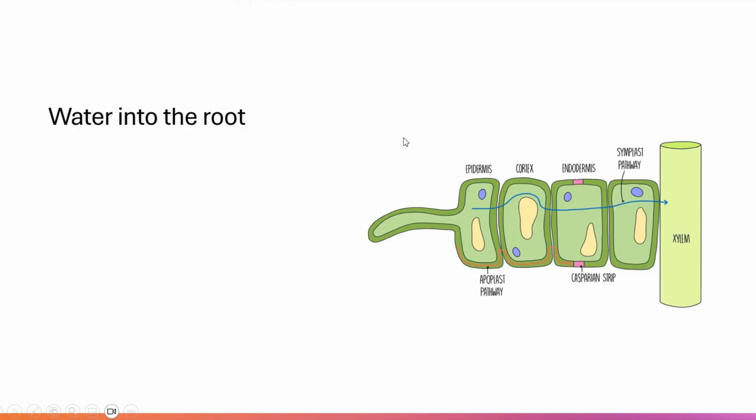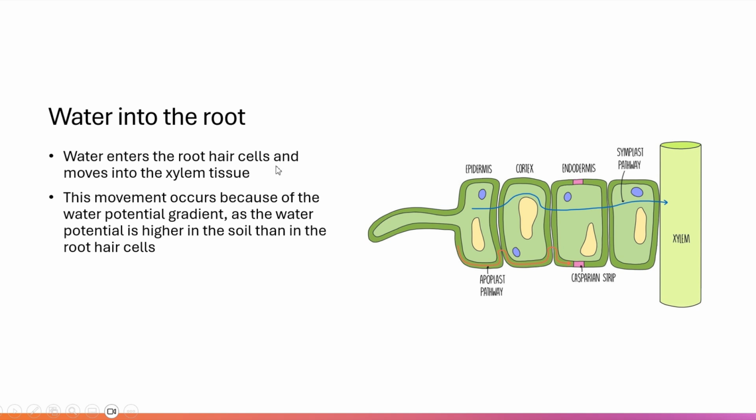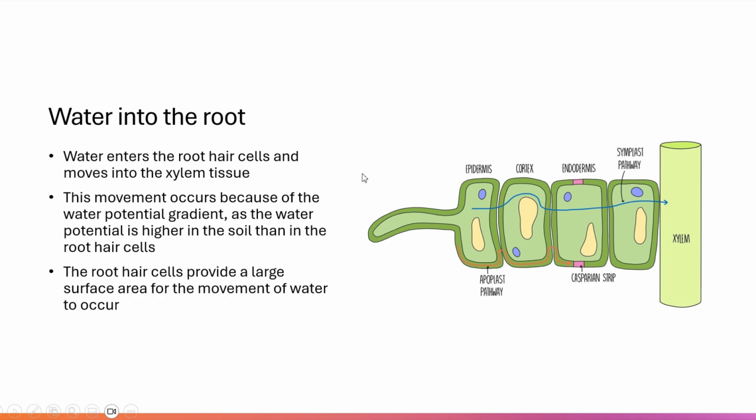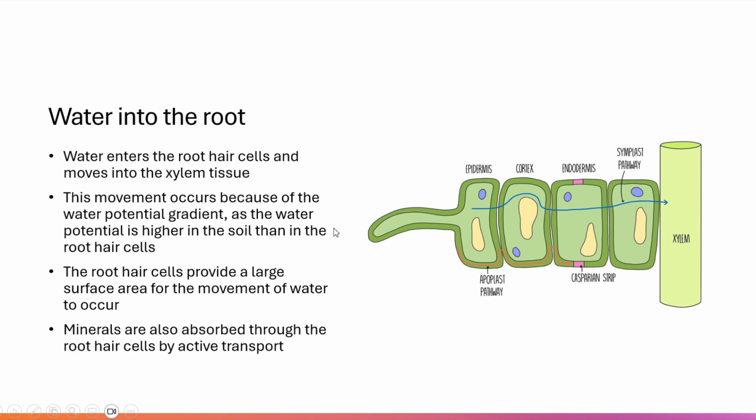Okay, so let's talk about the path of water through the root. Water enters the root hair cells and moves into the xylem tissue. So it enters through the root and moves into the xylem, but it's going to need to cut through all of these first. This movement occurs because of the water potential gradient, as the water potential is higher in the soil than in the root hair cells. So there's more water in the soil compared to the root hair, so it's going to move in through osmosis. The root hair cells provide a large surface area for the movement of water to occur.